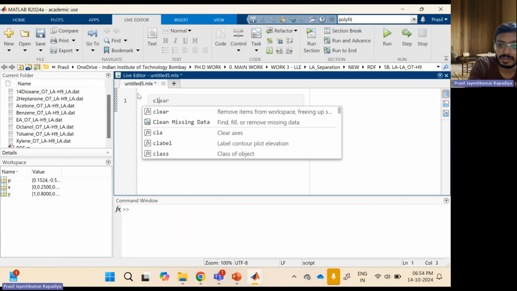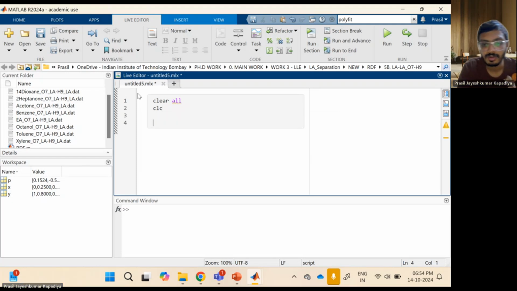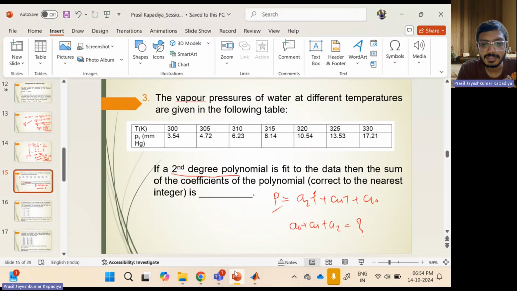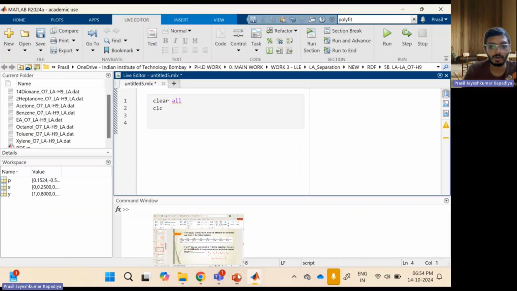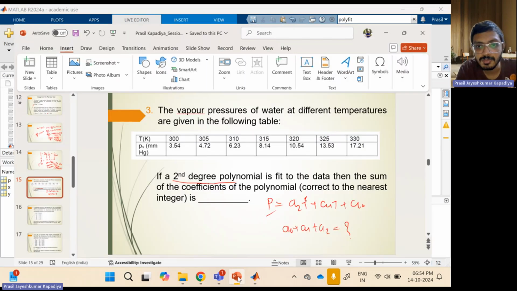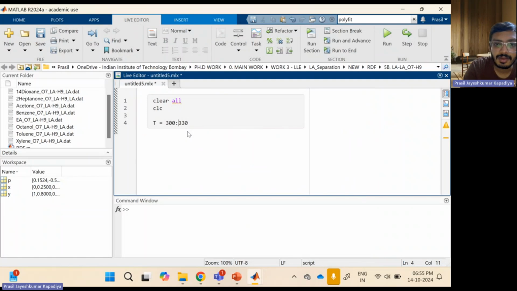So I will just first write down clear all, clc. Okay, so my temperature is given as 300, 305, interval of 5. So I'll write T is equal to 300, then 305, 310 like that. So 300 to, and what is the last point? That is 330. And what is the interval? 5. Okay, this is my temperature.